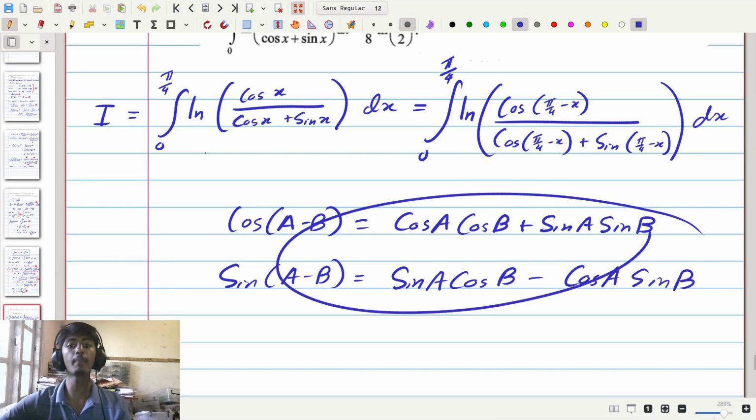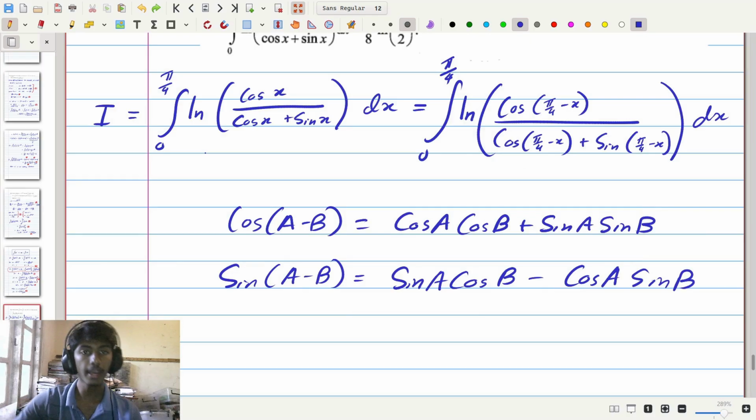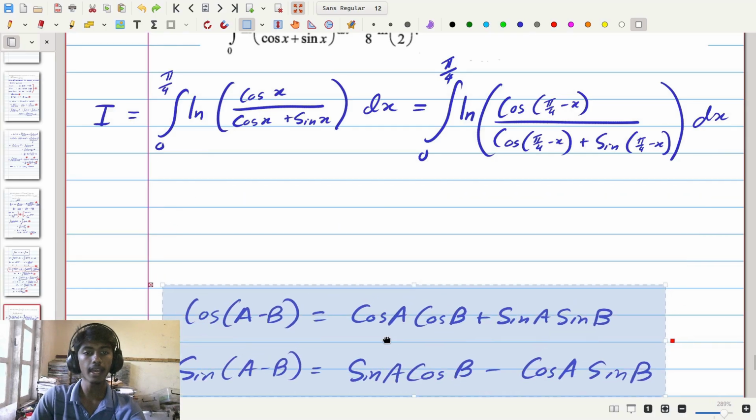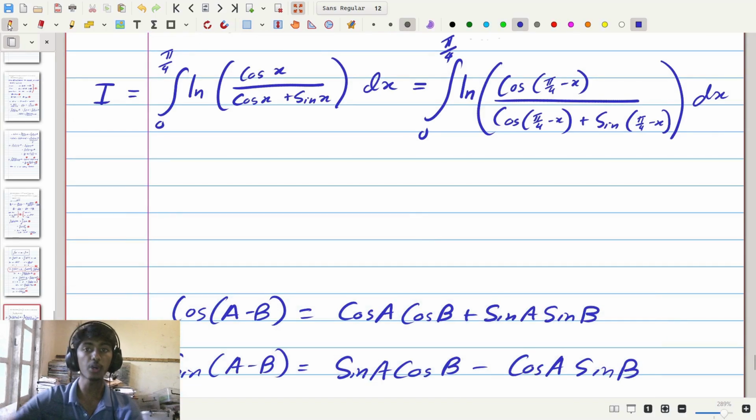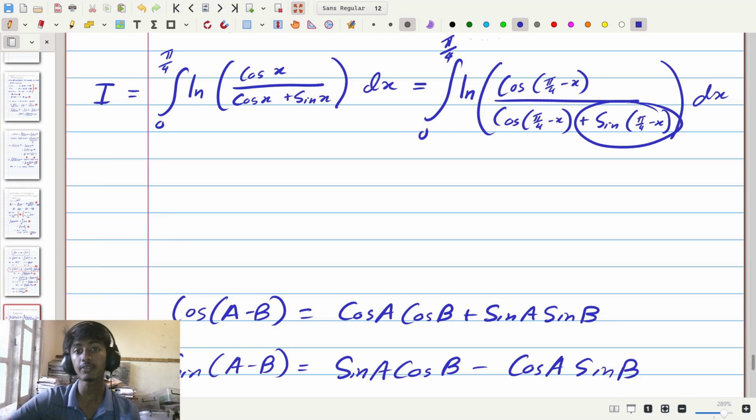And we can apply both of these to this particular situation, and we will see something interesting happen when we do so. But for now, we just have to trust the process and substitute in these values and see what we get. So I'm going to take these two formulas, move them down, and I'm going to try to use them to expand out this cosine of pi by 4 minus x and sine of pi by 4 minus x and see what we get.